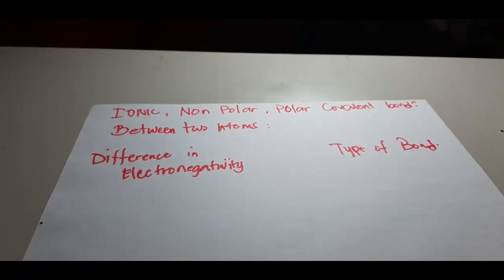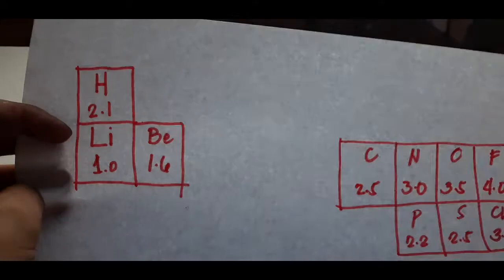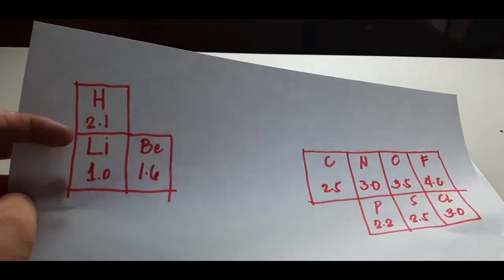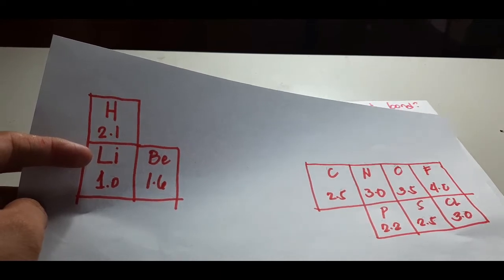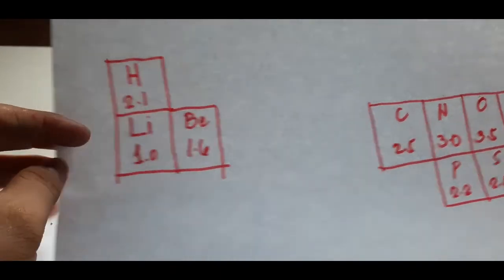Hello and welcome to our subject Physical Science. Today we are going to talk about electrons, and whether the bond is ionic, non-polar covalent, or polar covalent. To determine this type of bond, we need to get the difference in their electronegativity. Your teacher should give you a copy of the electronegativity table to get the difference for your elements.